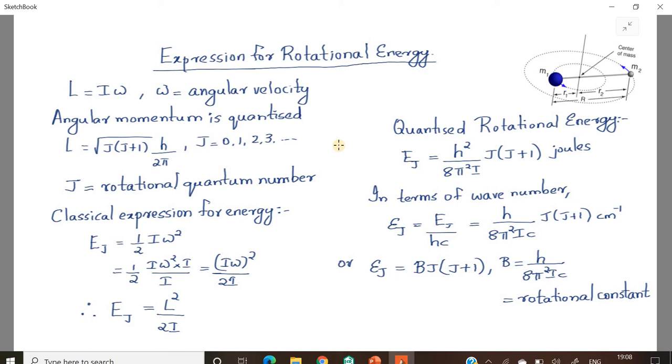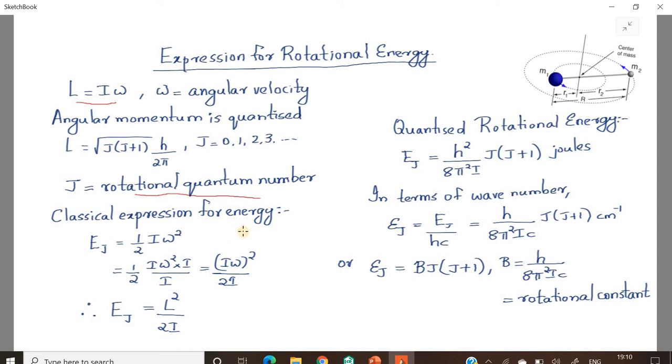So we have considered the rotation of a diatomic molecule. The angular momentum is given by L equals I omega, where I is the moment of inertia and omega is the angular velocity. The angular momentum is quantized and its value is given by L equals root of J into J plus 1 into h by 2 pi, where J equals 0, 1, 2, 3, etc., and is known as the rotational quantum number.